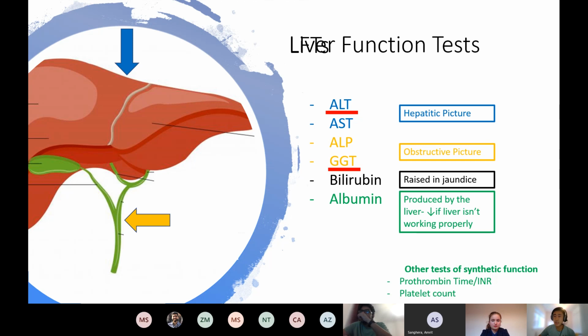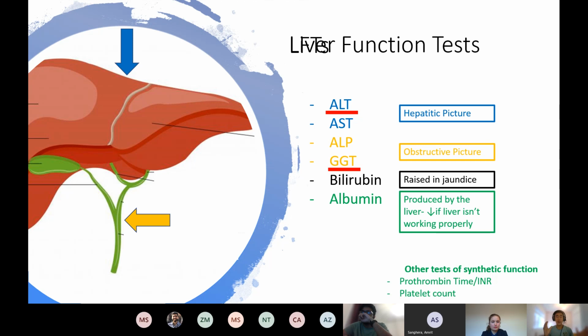Okay, so these are them. If you order an LFT, this is what you get back. I've coloured ALT and AST in blue and ALP and GGT in yellow. The reason I've done that is because it helps us localise where the problem is. These are really good markers if there's something going wrong with the liver, but they tell us more than that. They tell us where it's happening.